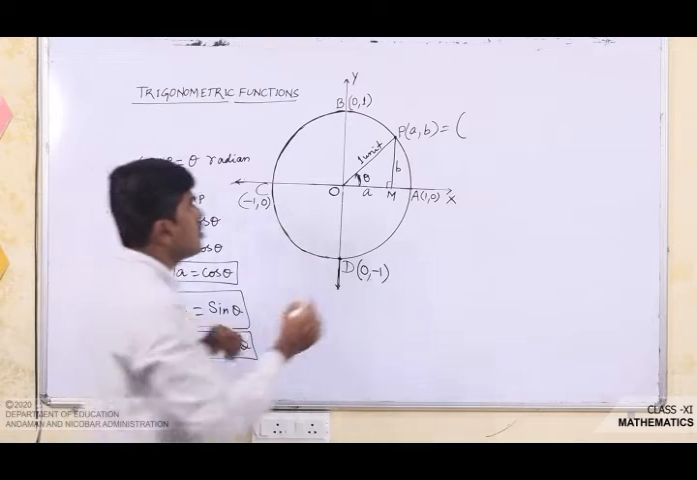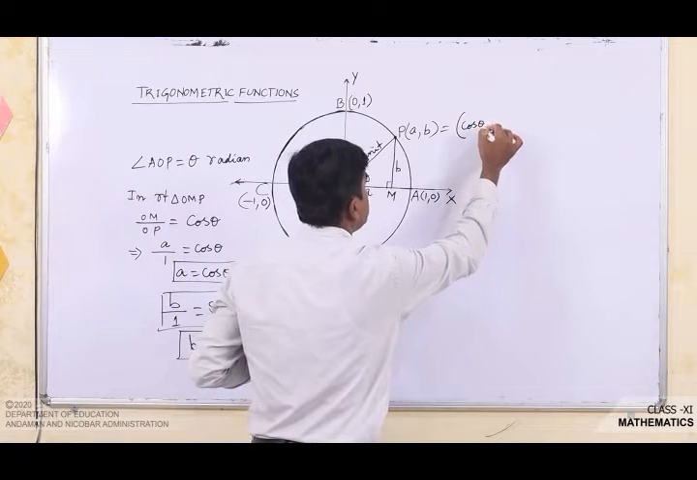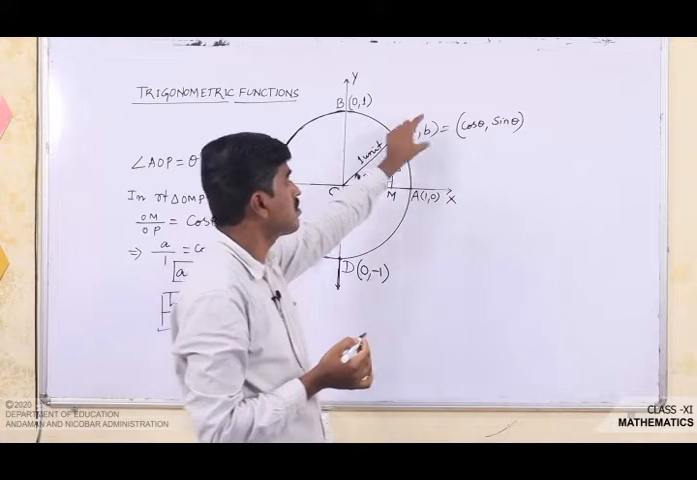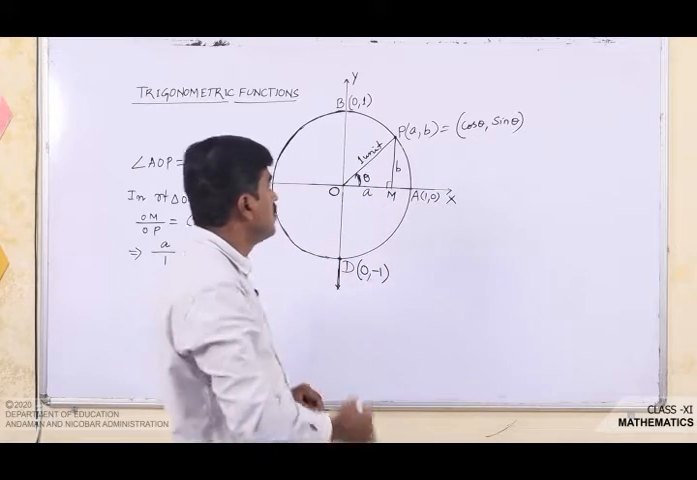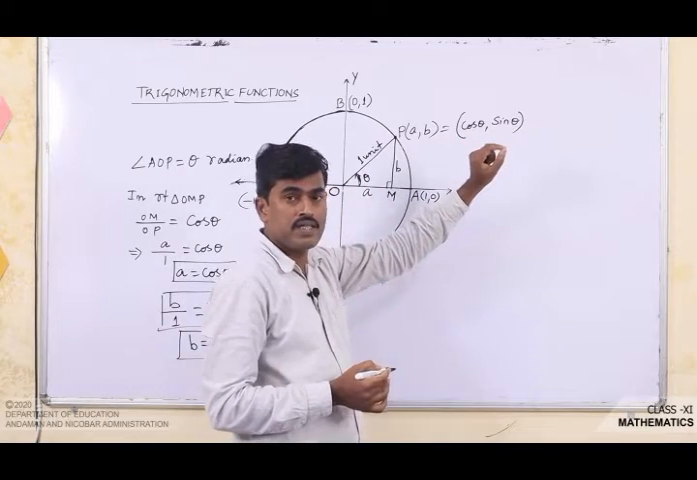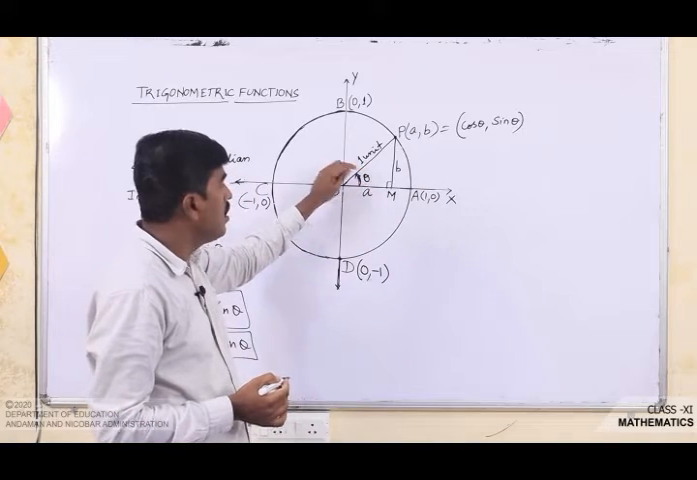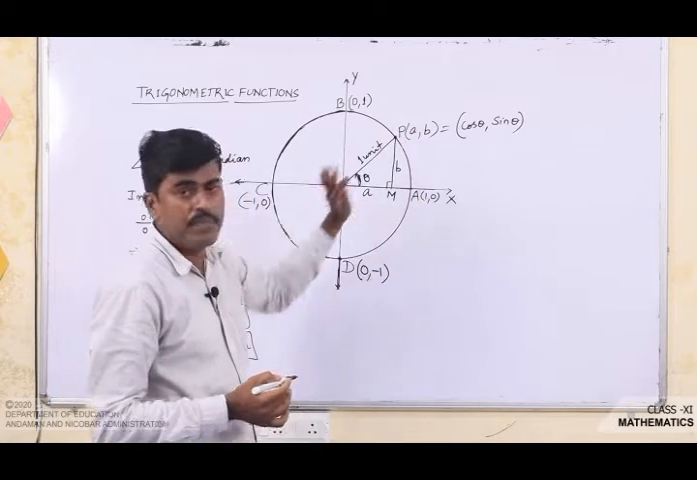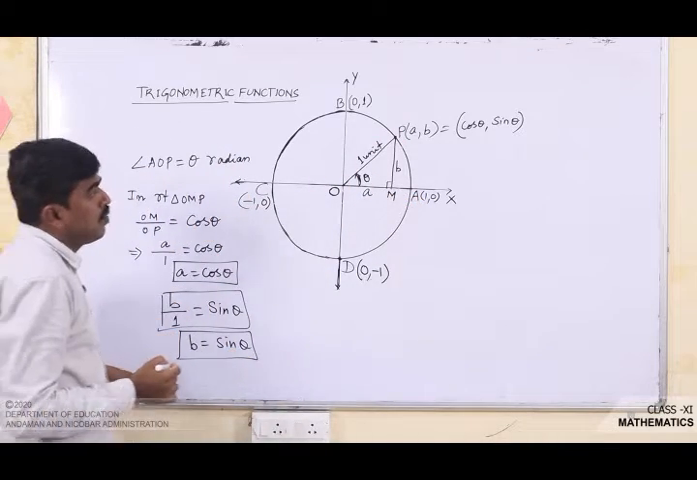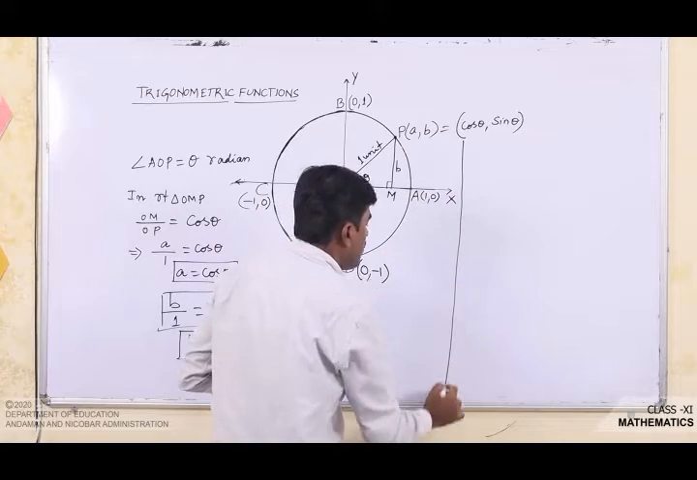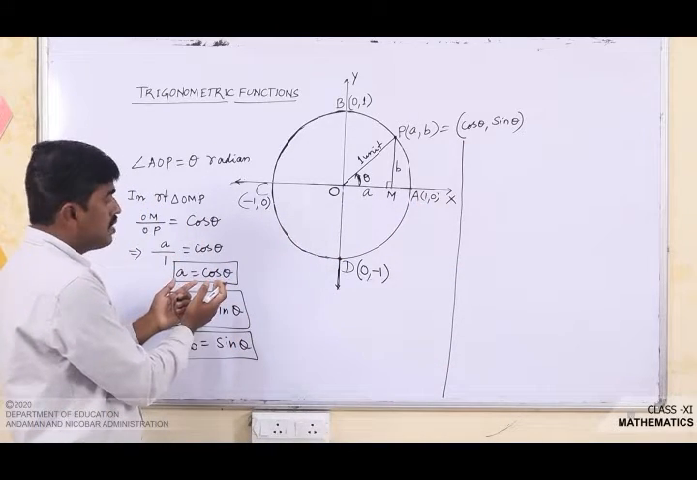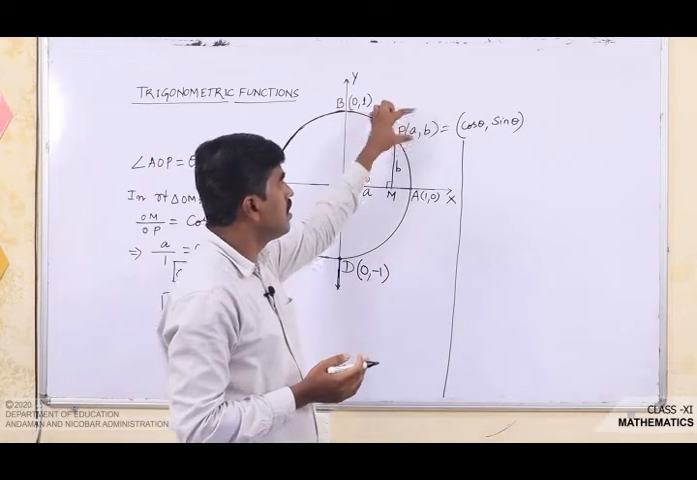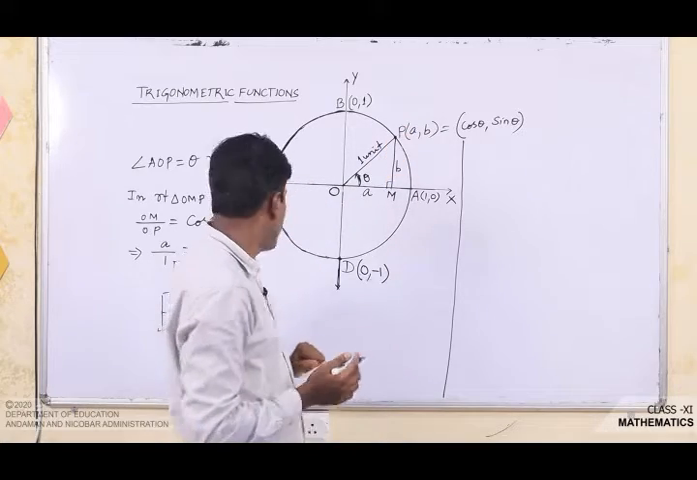Now here a is equal to cos theta. So we can write a as cos theta and b as sin theta. That means the coordinates of the point P is cos theta comma sin theta. So the x coordinate is cos theta and the y coordinate is sin theta. Here theta is the angle POA, or we can also say AOP. Okay. So we got this: the cosine function is the x coordinate of this point and the sine function for this angle theta is the y coordinate of this point.